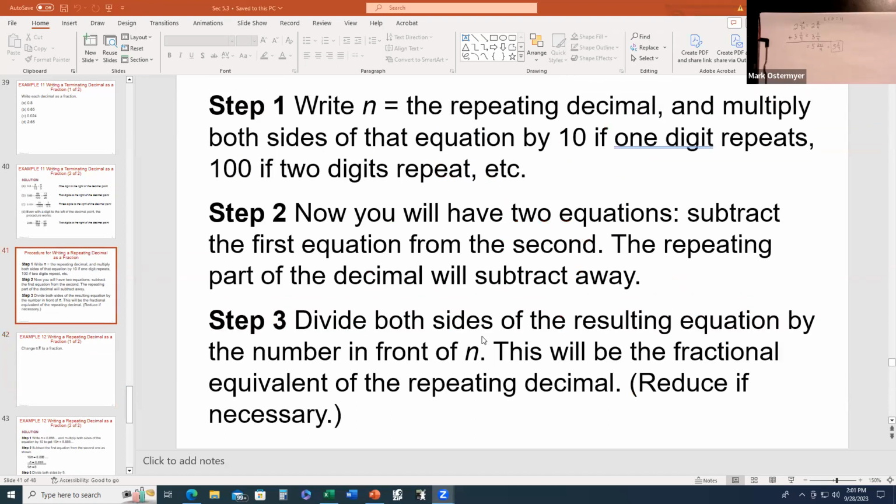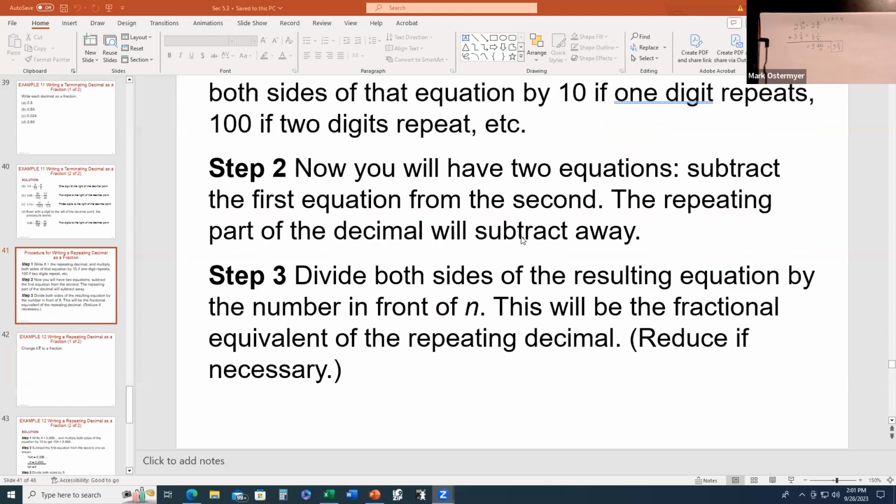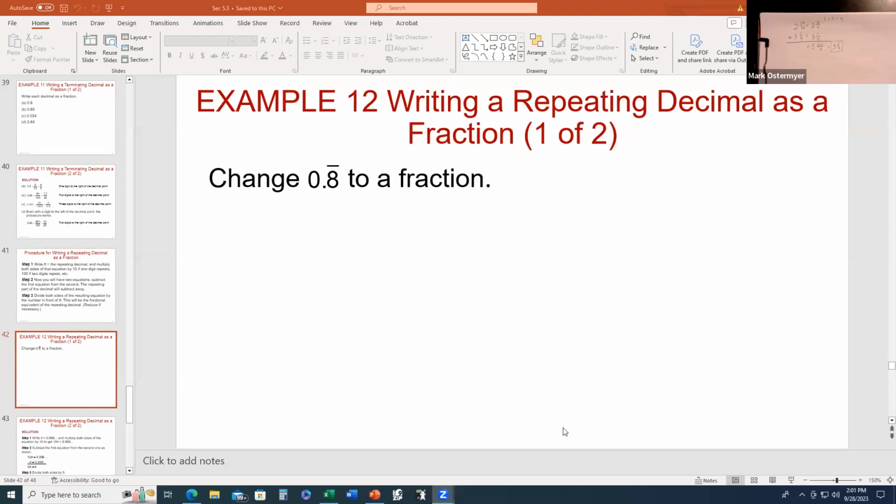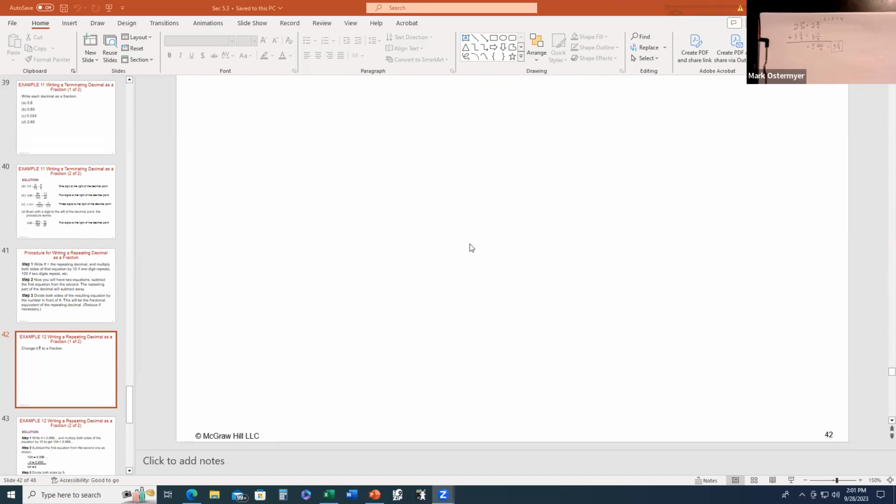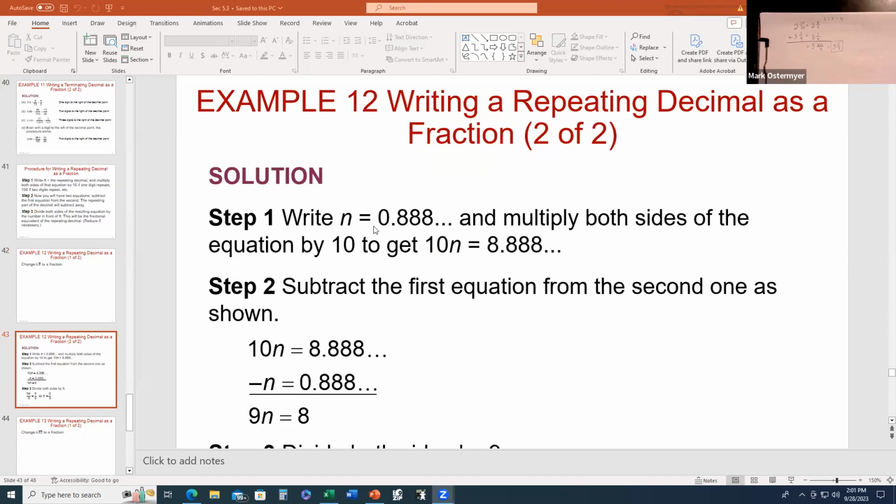All right, now what is all this? What is this business up here? It says, write n equals the repeating decimal and we multiply both sides of that equation by 10 if 1 digit repeats, by 100 if 2 digits repeat. Write n equal to the repeating decimal. I'll tell you what, I'm not going to try this because your author has done this for us. Here we go. Write n as the repeating decimal, 0.88888.